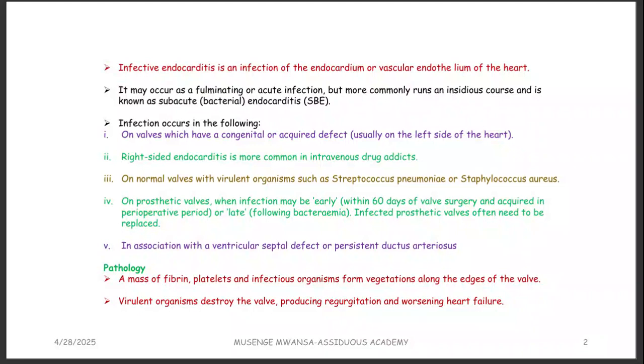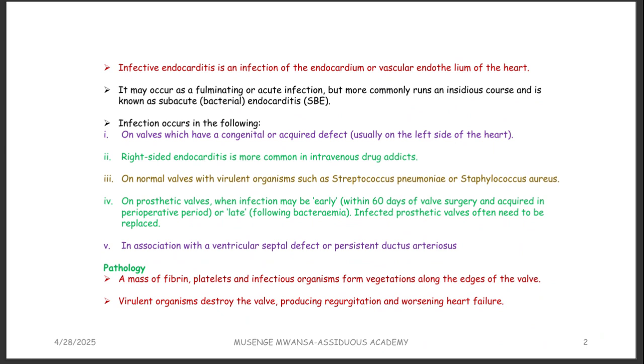the vascular endothelium of the heart. It may occur as an acute infection, but more commonly it can also run an insidious course. In other words, it can appear acutely, like someone is okay and then suddenly they develop the symptoms that we are going to talk about, or over a long period of time the symptoms develop slowly. So that's how infective endocarditis can happen.